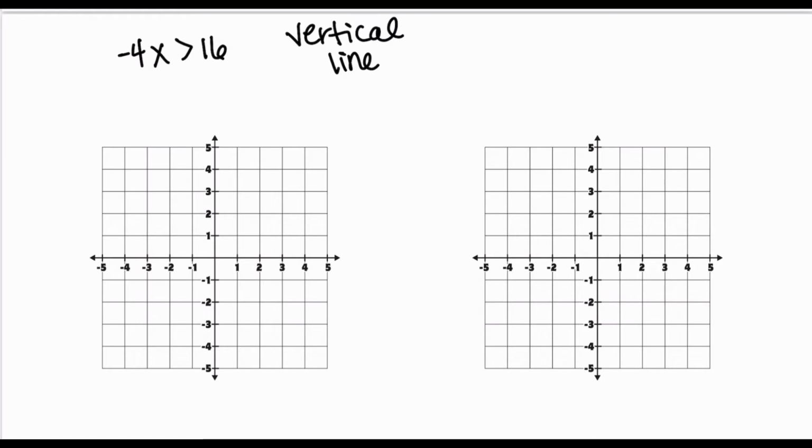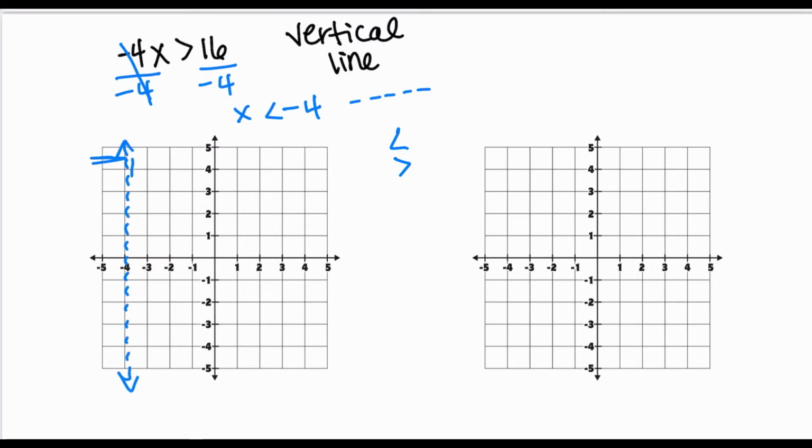When I divide both sides by negative 4, the inequality is going to have to change. The inequality only changes when you multiply or divide by a negative number. So I get x is less than negative 4. Here, I'm going to have to use a dotted line because if you remember, less than or greater than is a dotted line. So I'm going to go to negative 4 and I'm going to create a dotted line. And because it's less than, I want everything that's less than negative 4, I'm going to shade everything to the left. And so this is how you're going to graph this problem.